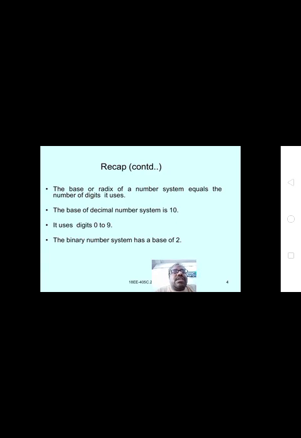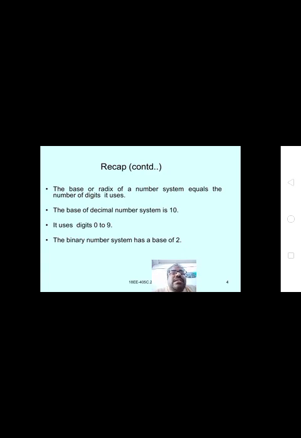The base of a decimal number system is 10. It uses digits 0 to 9. The binary number system has a base of 2. These are the concepts which we learned yesterday.